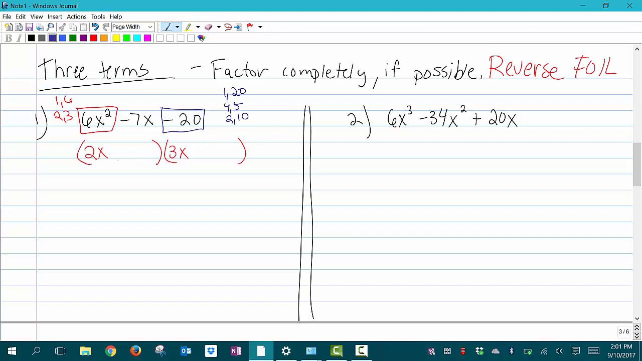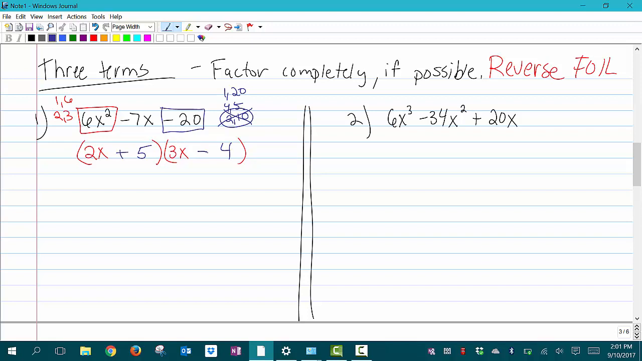I am not allowed to put anything with the 2 that would have a common factor with 2. So I cannot put the 2 with the 2x. So if I was trying 2 and 10, I would have a problem. That's not going to work. Let's try 4 and 5. Cannot put the 4 here because 2 and 4 would have something in common. So I will try the 5. 5 here, 4 here. Since this is a negative 20, I need opposite signs.